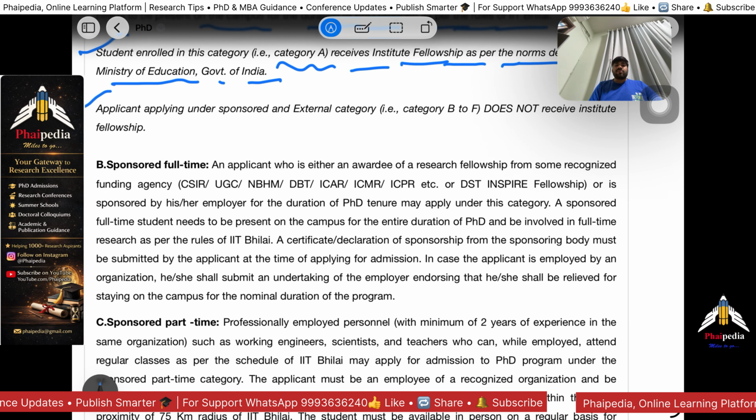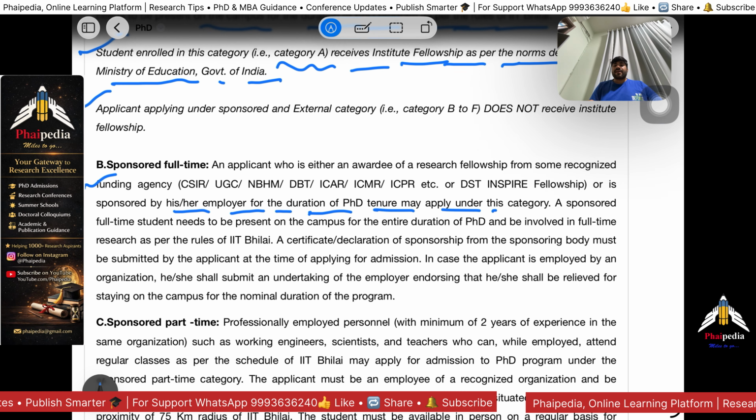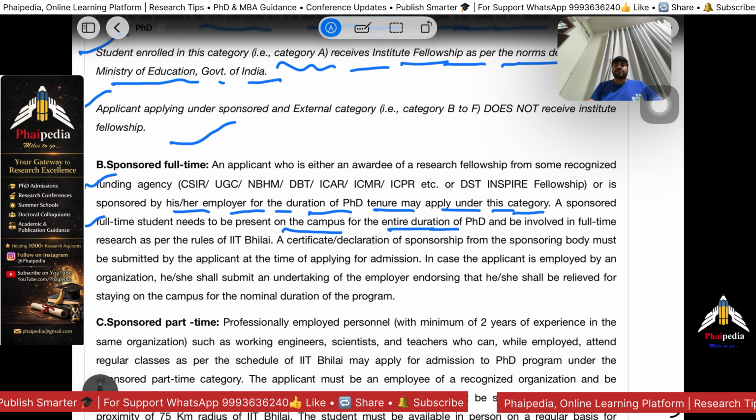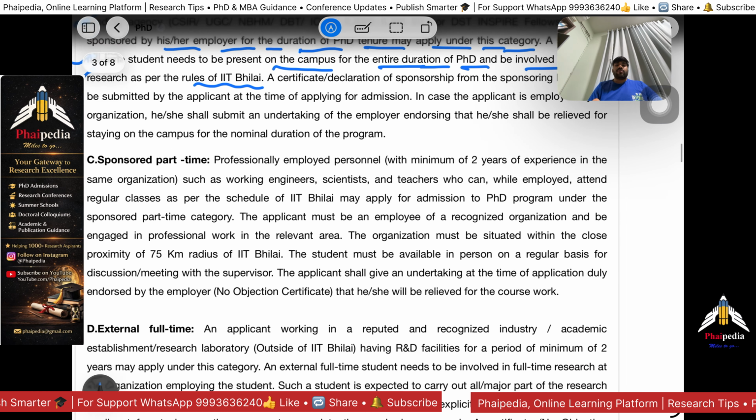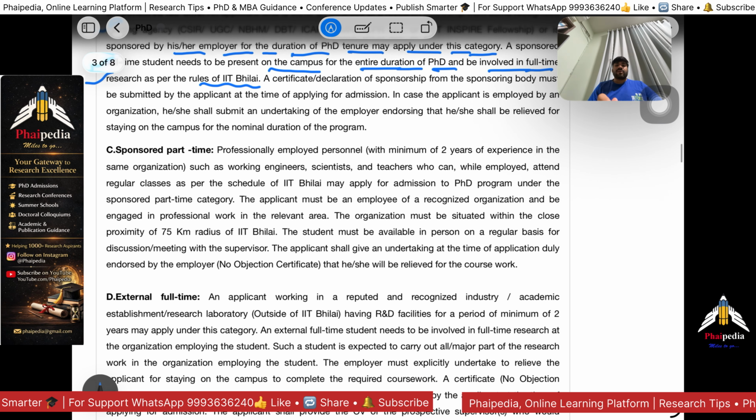Okay, so you can refer to this, like for sponsored full-time. An applicant who is either an awardee of a research fellowship from some recognized funding agency, CSIR, UGC, and so on, or is sponsored by his or her employer for the duration of the PhD tenure may apply under this category. A sponsored full-time student needs to be present on campus for the entire duration of the PhD and involved in full-time research as per the rules of IIT Bhilai. So you can read all these to see which category you are planning to apply under.